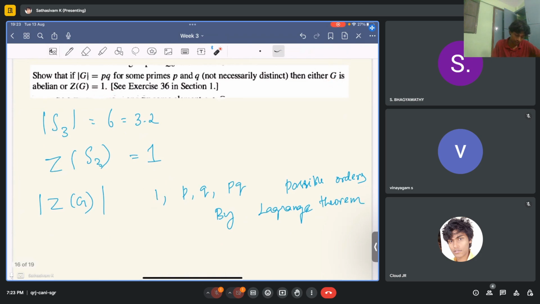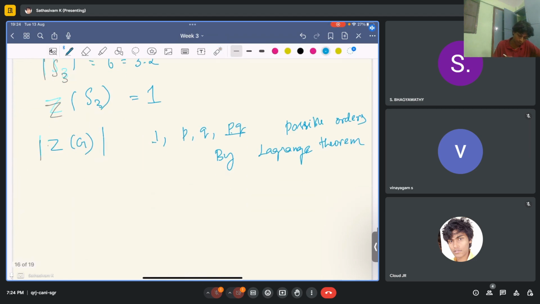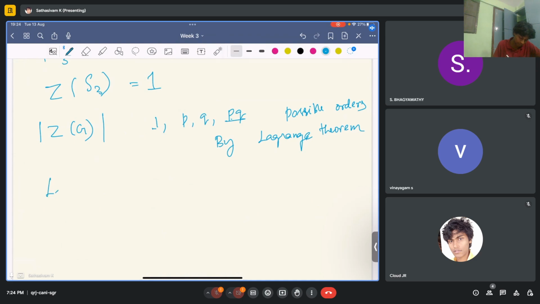So basically, what it says is the center is abelian. That means the center of G is equal to G, right? So the statement says the size is either 1 or PQ. So it tells you that P and Q are not possible. Okay, let's go by proof by contradiction. Let's assume.